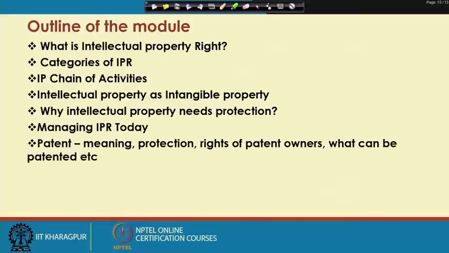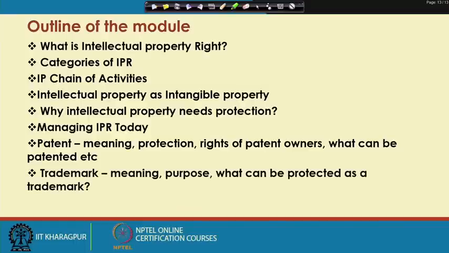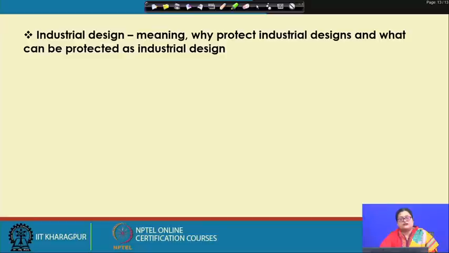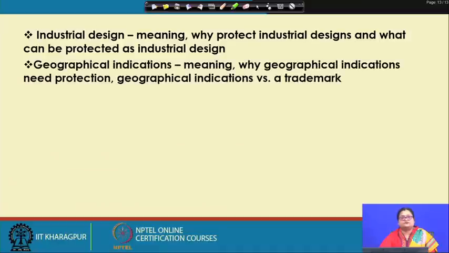today. We will discuss patent, its meaning, protection, rights of patent owners and what can be patented. We will discuss trademark, meaning, purpose, what can be protected as a trademark. We will discuss industrial design, meaning, why protect industrial designs and what can be protected as an industrial design.